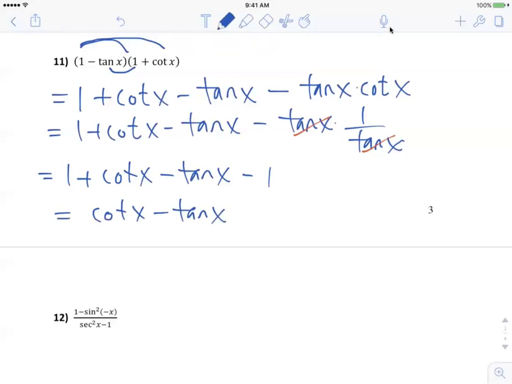Now I could try to write those as sines over cosines, but then, I mean, what am I going to do with that? Am I going to combine them? Is that going to turn into anything? There's really nothing else we could do, so I'm just going to leave that as my final answer. Okay.